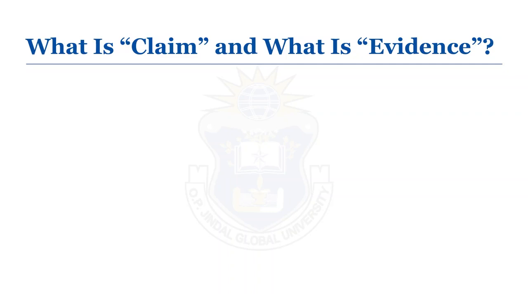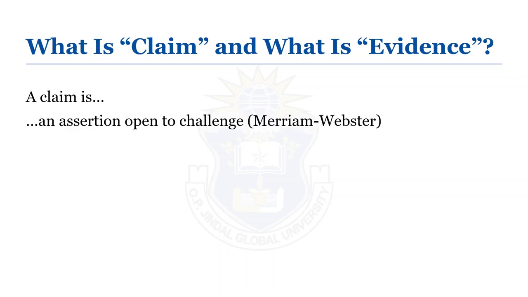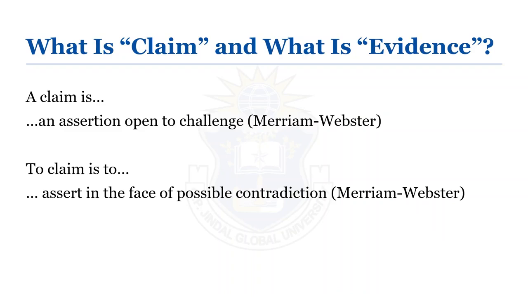The Merriam-Webster dictionary defines a claim as an assertion open to challenge. Similarly, one of the meanings of the verb to claim is to assert in the face of possible contradiction. Two things are crucial here: that a claim is an assertion and that it could be contested, that it might not be the absolute truth. The question then arises as to on what basis is this assertion made and on what basis can it be contested as its definition suggests.